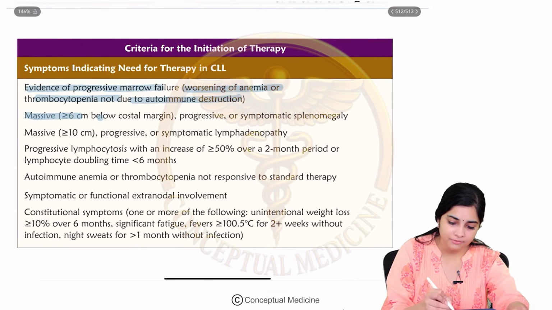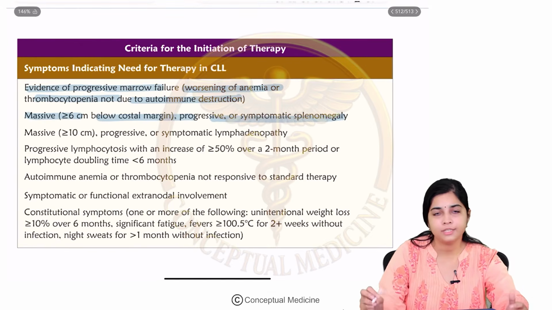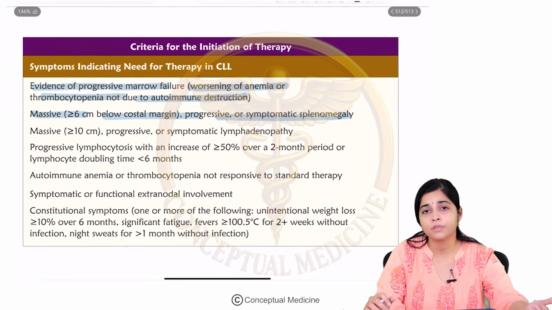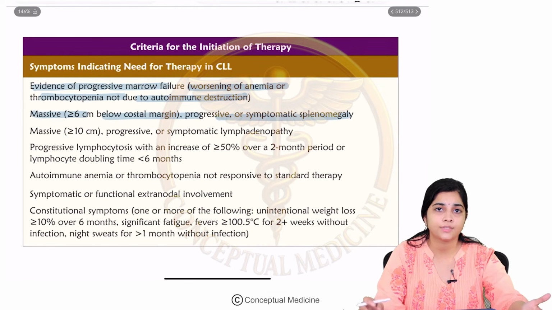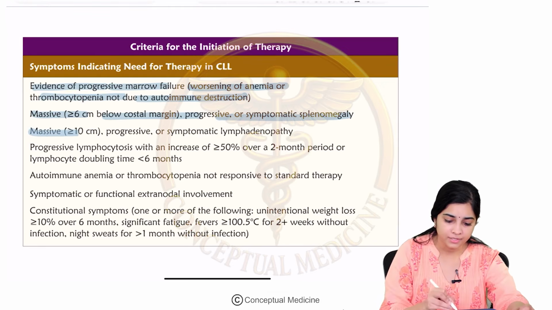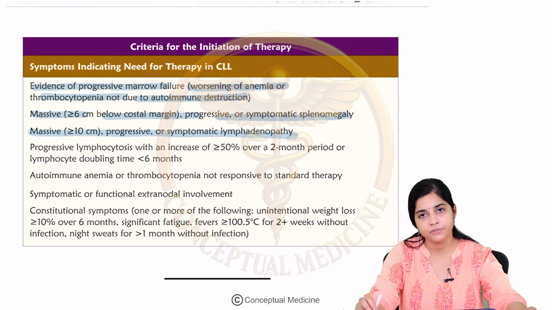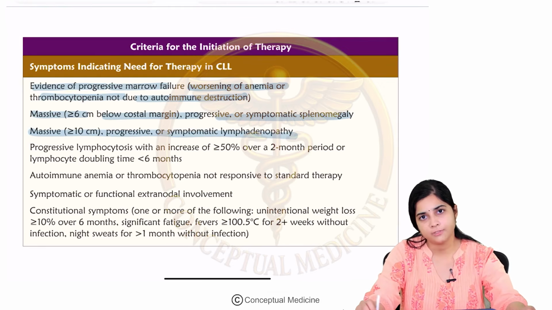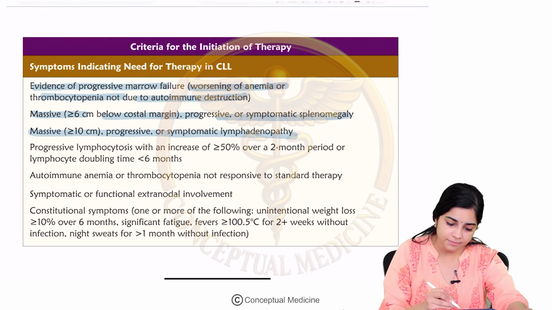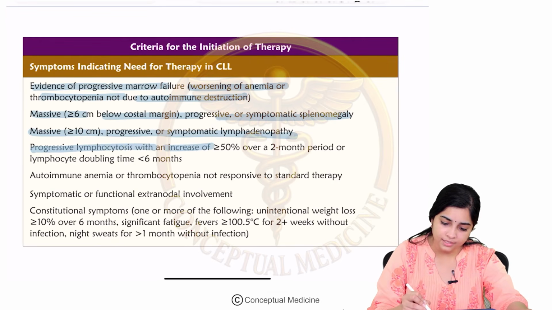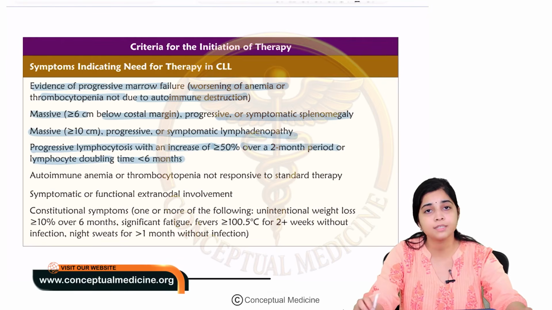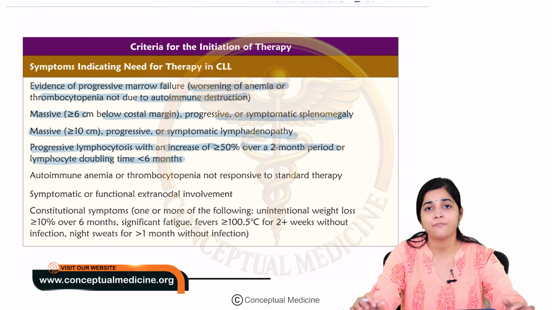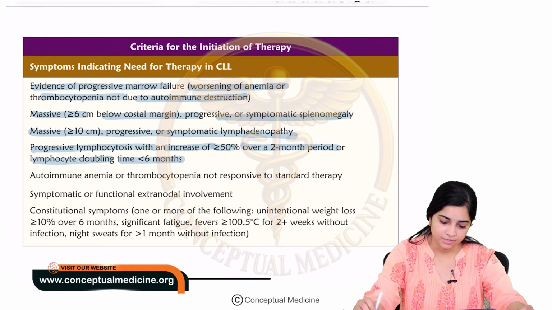If there is massive splenomegaly, then definitely he needs treatment. Or if there is progressive splenomegaly, there is a chance of Richter transformation, so he needs treatment. Massive progressive symptomatic lymphadenopathy, again it means there is a chance of Richter transformation, patient requires treatment. Progressive lymphocytosis, increase of more than 50% in 2 months, or lymphocyte doubling time is less than 6 months. It means that the disease is very, very active and hence the patient needs treatment.